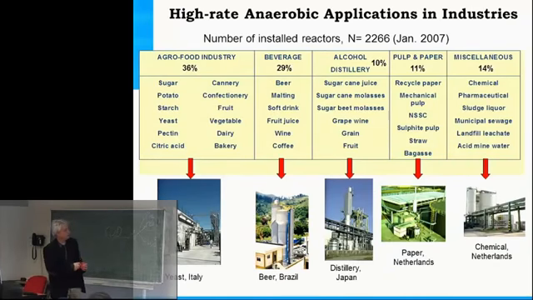It is implemented in a huge variety of industries, particularly the agro-food industries where we have a lot of organic wastewater: sugar, potato, starch, etc. So the agro-food industries, but also the beverages, beer, wineries, etc., distilleries, pulp and paper, and also chemical industries, and some municipal sewage. But as I mentioned, in the Netherlands our climate is too cold. In countries like India and Brazil, sewage is also treated by anaerobic technology.